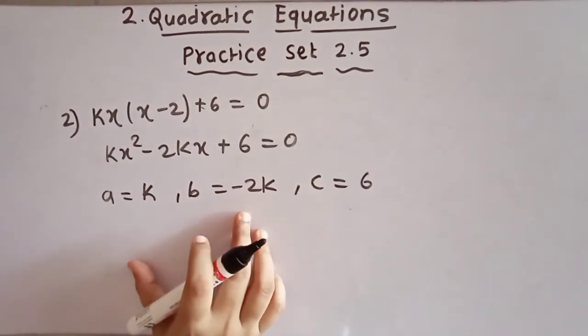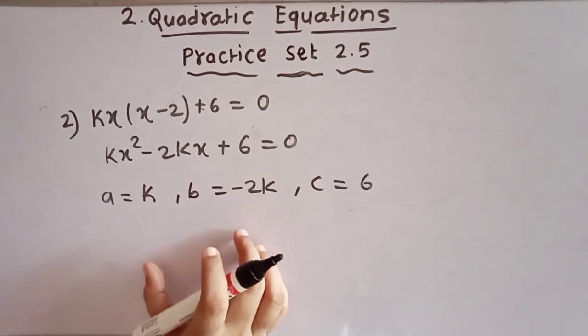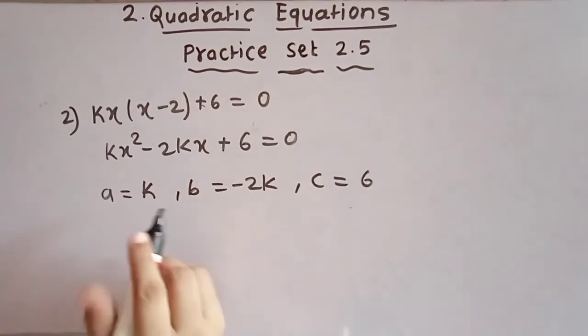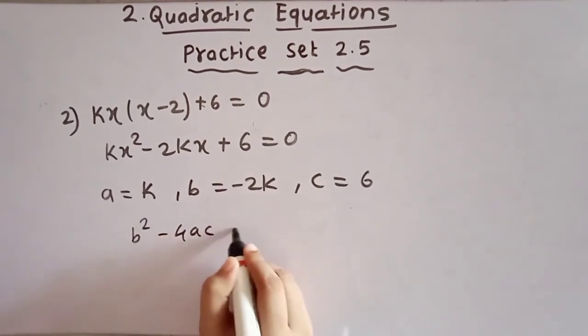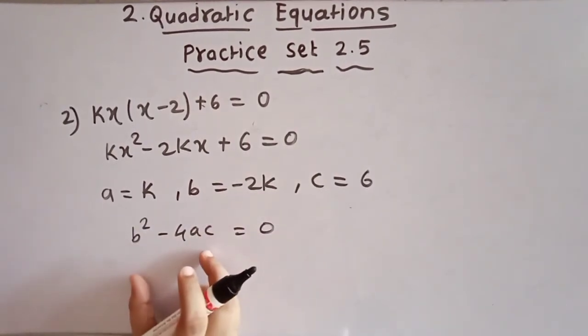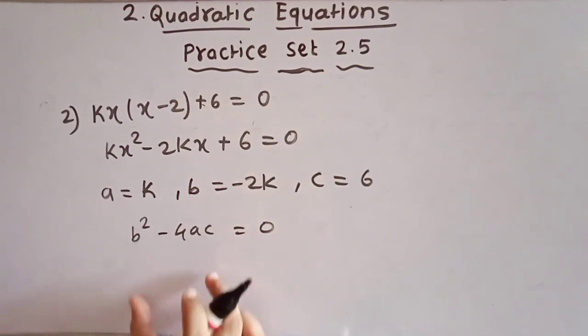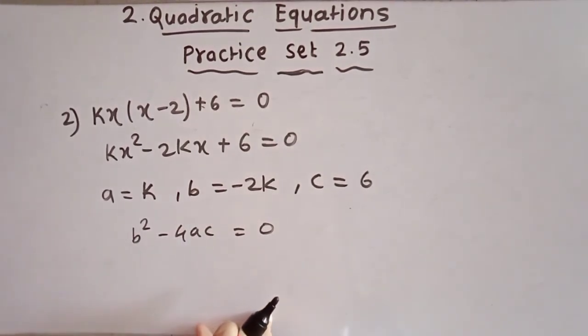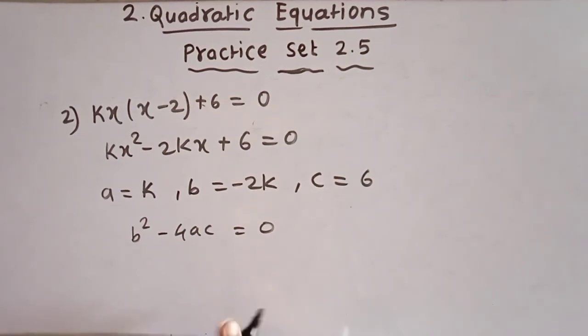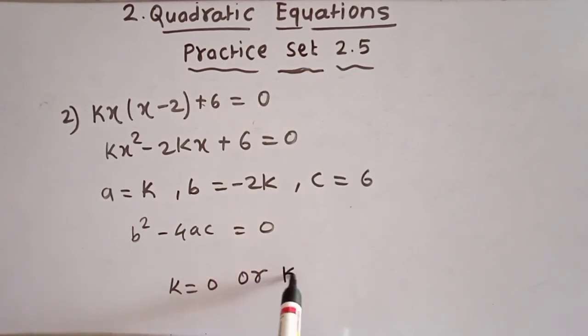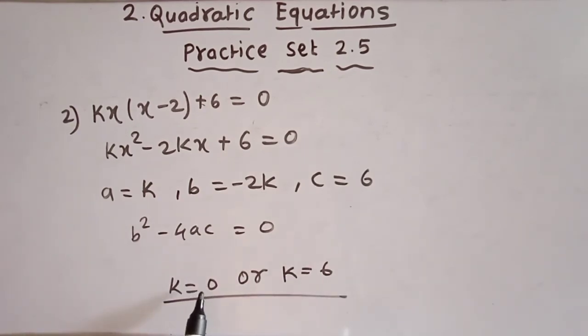Then you have to repeat the same procedure. Delta is equal to 0 because roots are real and equal. Therefore, you have to calculate b square minus 4ac is equal to 0. Yes or no? So put the values of a, b, c in this format and calculate the further steps. Okay. So finally you will get k is equal to 0 or k is equal to 6. Is this thing clear to you? But if you take k is equal to 0, then quadratic equation of that term will be 0. Yes or no? So you have to take this k is equal to 6.